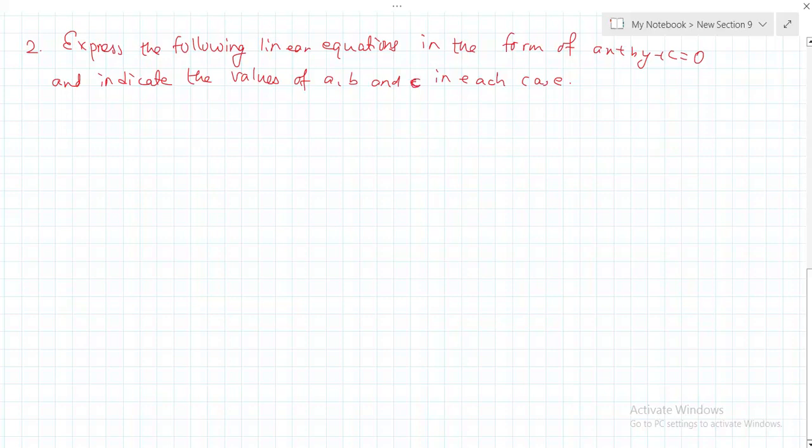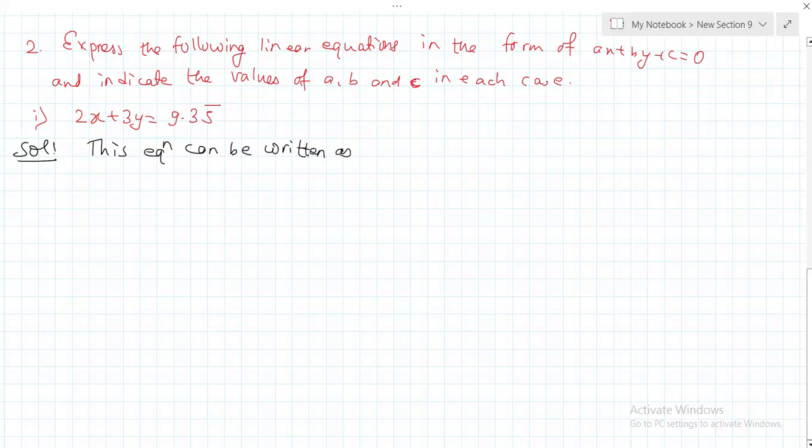Okay, so now let us see how to do it. The first question is given as 2x plus 3y is equal to 9.35, where 5 is recurring, so 5 is repeating here. So how to do it? Given equation: this equation can be written as 2x plus 3y.